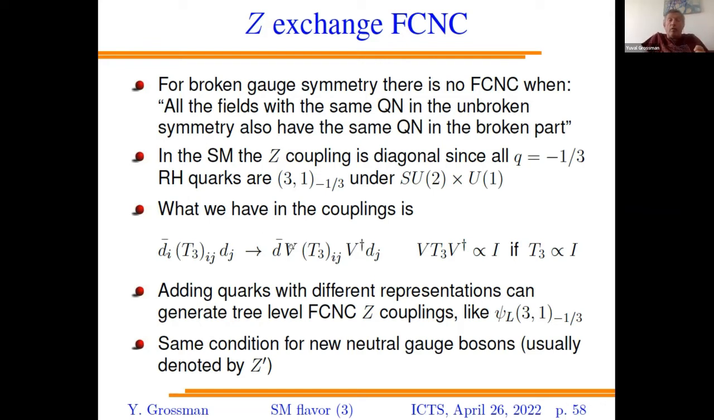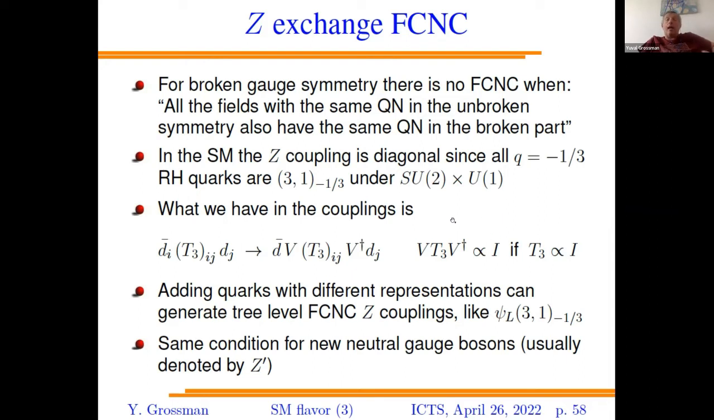However, what's happening is that we put the diagonalization matrices in the middle. You remember we talked yesterday about V left, V right, the ones that we moved to the mass basis. So if this T3 is universal, if all the particles that have the same electric charge have the same T3, then this T3 is proportional to the unit matrix. Then V dagger T3 V is proportional to the unit matrix, and there's no flavor change in neutral current. However, if this T3 is not proportional to the unit matrix, then in general V T3 V dagger is not proportional to the unit matrix, and in particular, it's not diagonal, and we have flavor change in neutral current.